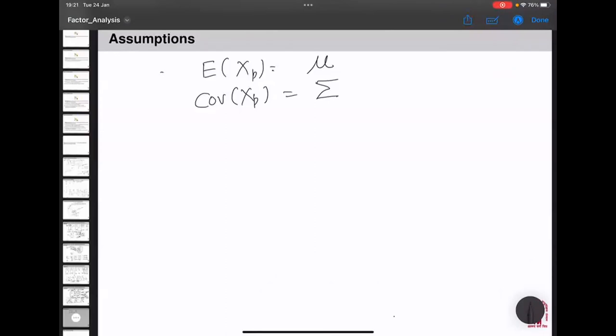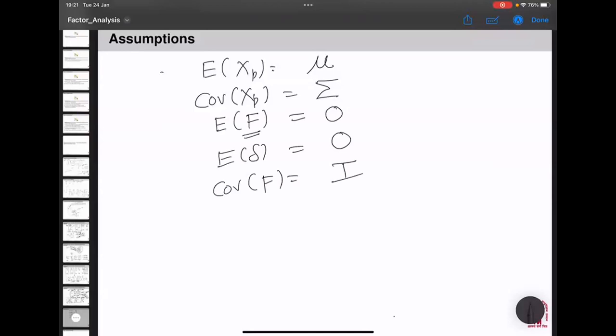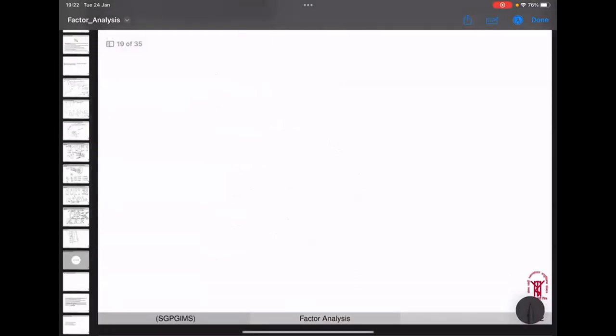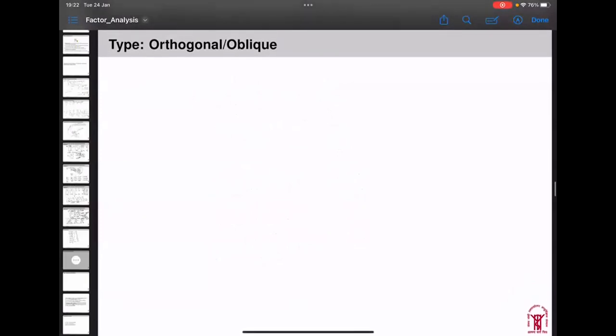Another thing is very important: on an average, the mean of these factors, if you measure, will be zero. The expected value of the error term is also zero. The covariance of the factors is an identity matrix, meaning they are independent, and the covariance of the error term is represented by psi, and the covariance between the factor and the error term is zero. So these are the notations and assumptions of the factor model. I discussed the orthogonal and the oblique factor analysis already.